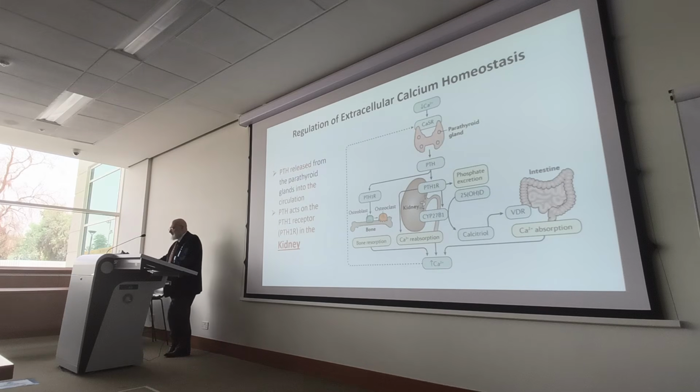Okay, so we said the regulation happens through two main organs. PTH will control the calcium through the PTH expression on the bone, but we also said that the PTH receptor is expressed on the kidney.